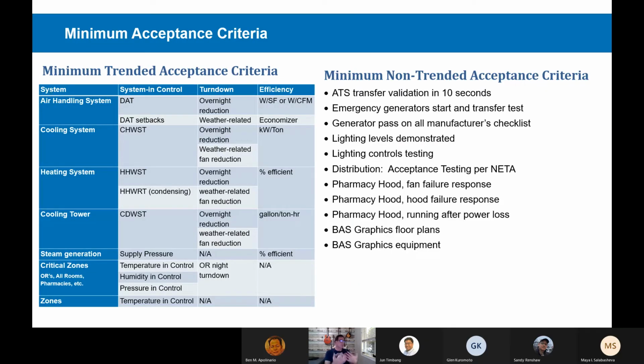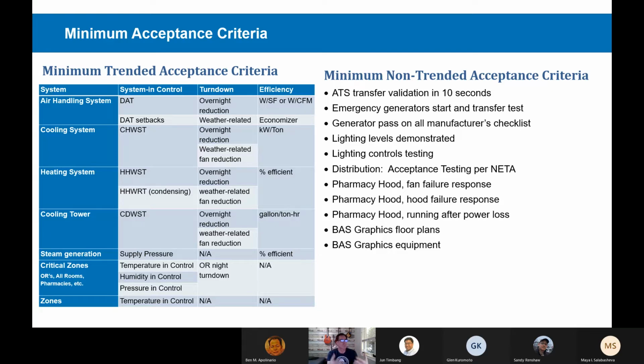We've also established minimum acceptance criteria to demonstrate the design intent. And I don't mean minimum like minimum numbers here. I mean a minimum quantity of acceptance criteria that's needed to prove out our design intents. We've come to realize that there are about 4 categories of acceptance criteria. You have your systems in control acceptance criteria, your turn down, turn up, turn down acceptance criteria, efficiency acceptance criteria, and then what we call the non-trended points or the more binary acceptance criteria.